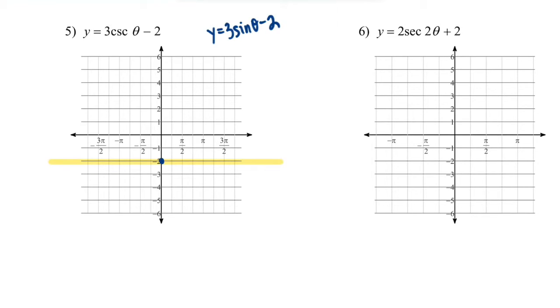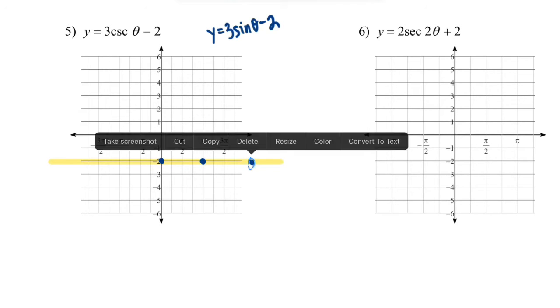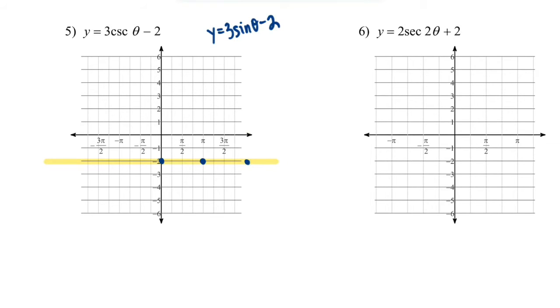Sine starts at the midline, 2 pi later ends at the midline, halfway through at the midline. There we go. Halfway between the 2 points, when theta is pi over 2, we're at a maximum. Because our amplitude is 3, we're going up 3 units from the midline. And at 3 pi over 2, we're going to go 3 units down from the midline. I'm going to continue that pattern.